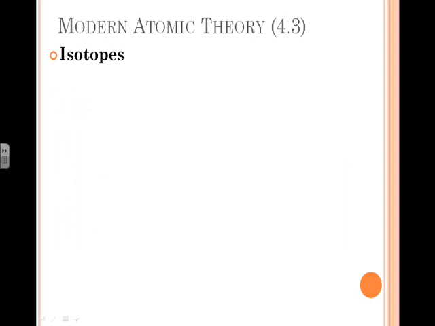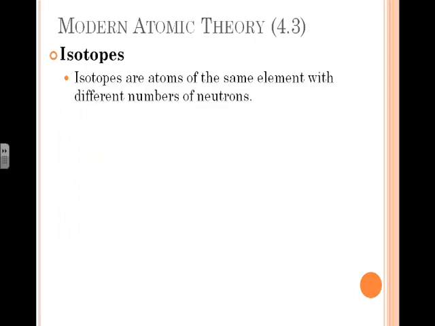Now let's talk about isotopes. Isotopes are atoms of the same element, so that means they have the same number of protons. If they're the same element, they have the same number of protons, but they have different numbers of neutrons. So you need to know that isotopes are atoms that have the same number of protons but a different number of neutrons. Let me show you an example.